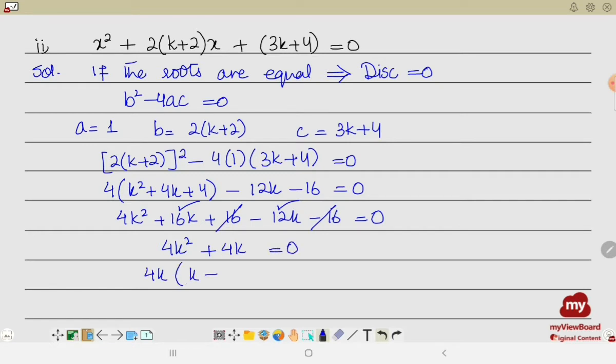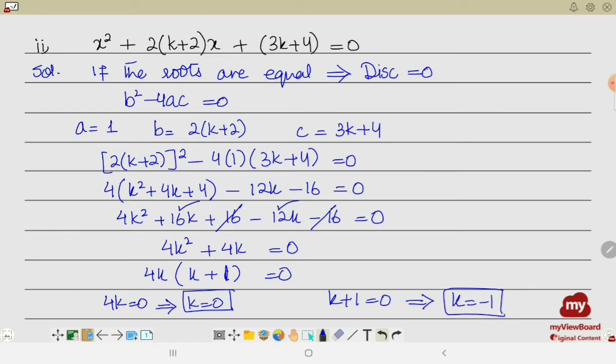We are left with k plus 1 equal to 0. Here we are going to equate the two factors to 0. For 4k equal to 0 means k is equal to 0, one answer, and then k plus 1 equal to 0 implies that k is equal to minus 1. So we have found out the value of k if the roots of the given equations are equal.